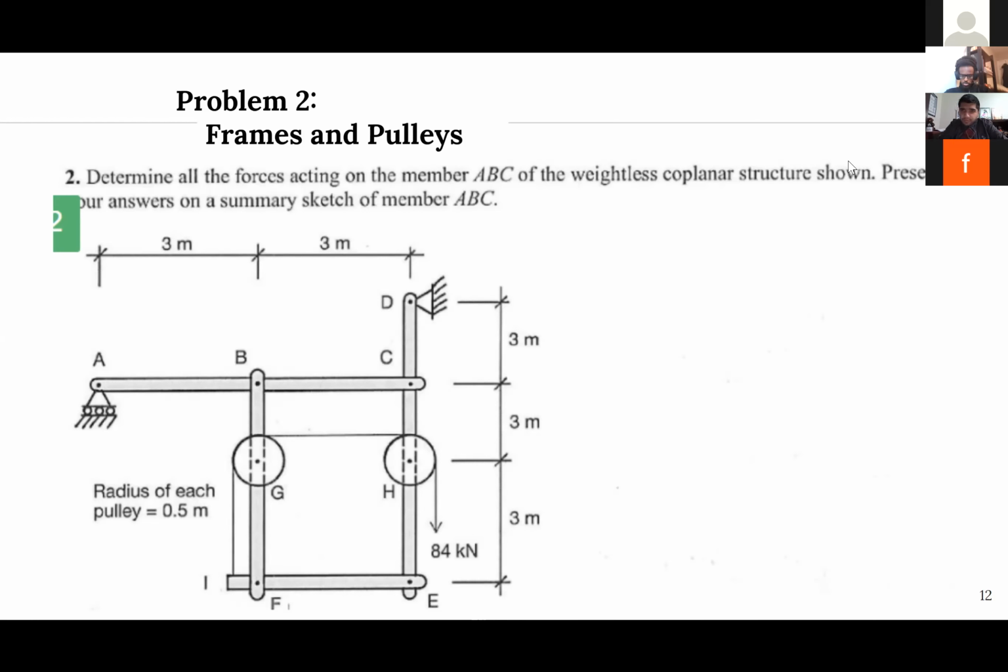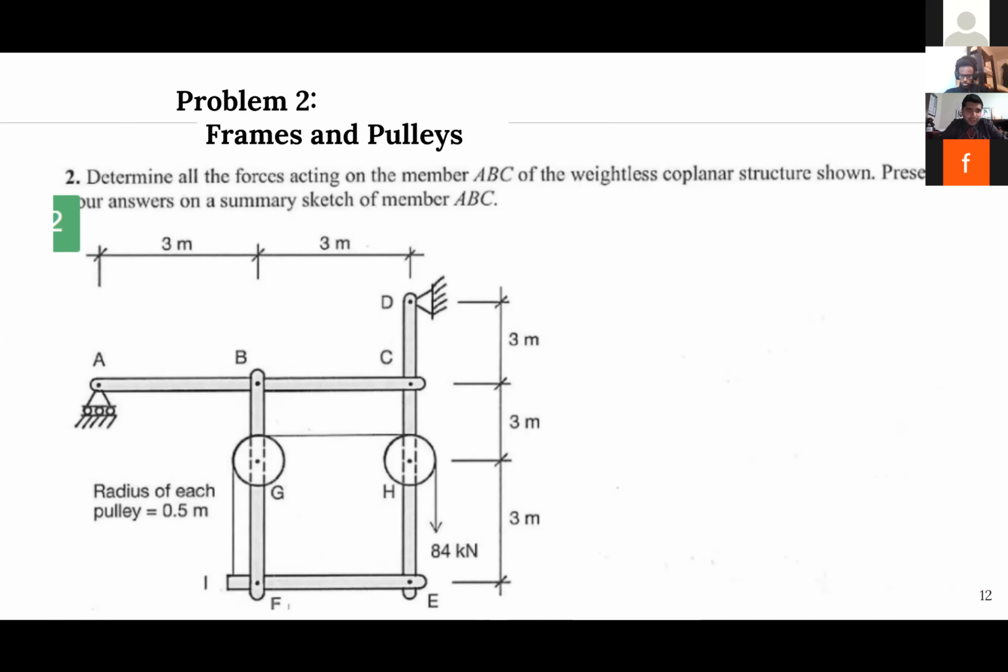All right, cool. We'll move on to our second question of the day. This question is going to be on frames and pulleys. Just take a second to read the question, I'll read it with you guys. Determine all the forces acting on member ABC of the weightless coplanar structure shown below.